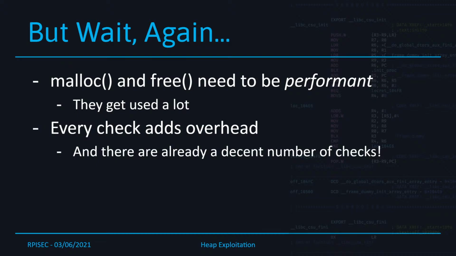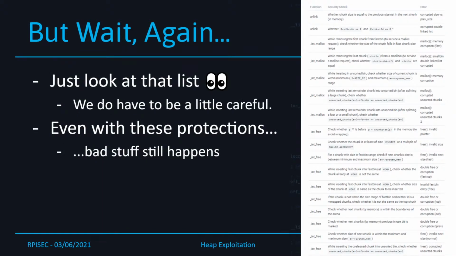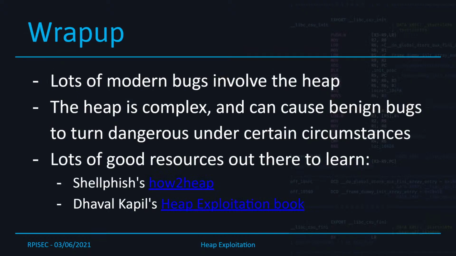You're adding more cycles to that function. And there's actually a decent number of checks already. I grabbed this from a thing I'll link at the end, just a nice little ebook on heap exploitation. It lists a whole bunch of things that it does, like it checks: do the adjacent blocks actually refer back to me? Is my size correct? That kind of thing. So there are checks in here, and you have to evade things sometimes, but bad stuff happens nonetheless.